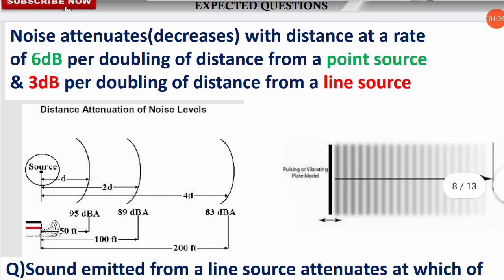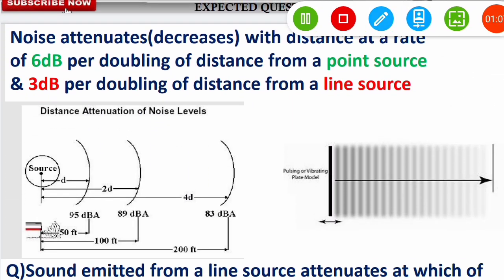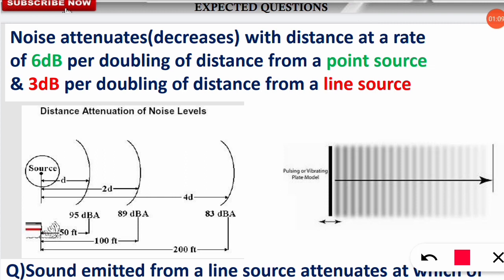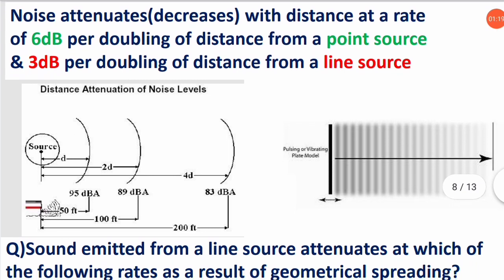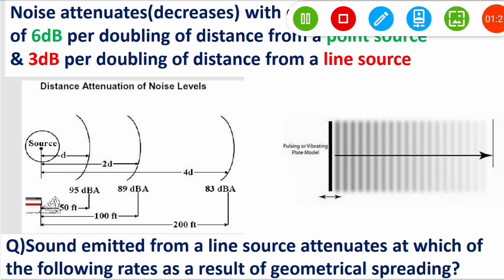Before knowing about the rate, we should know what is meant by line source and point source. In this question it is asking about the line source, but sometimes it can ask about the point source also. For that reason we should know what is line source and what is point source.